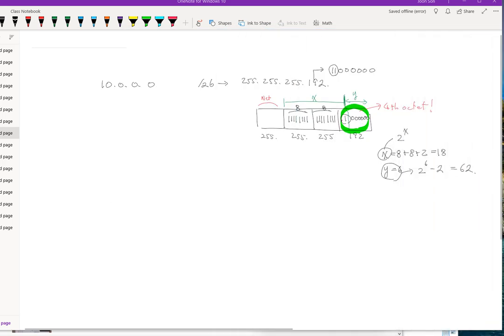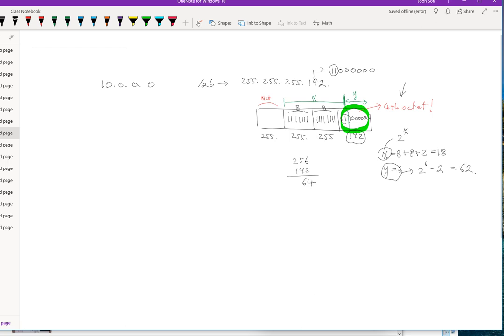Okay. So now we have to use the formula. Let me just write this formula right here. There's a formula we have to use: 256 minus 192, because we have to focus on the fourth octet, which is 192. And that gives 64.